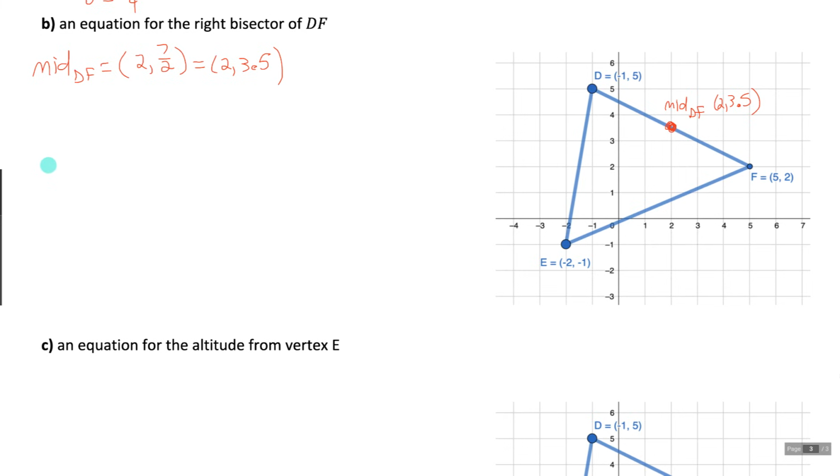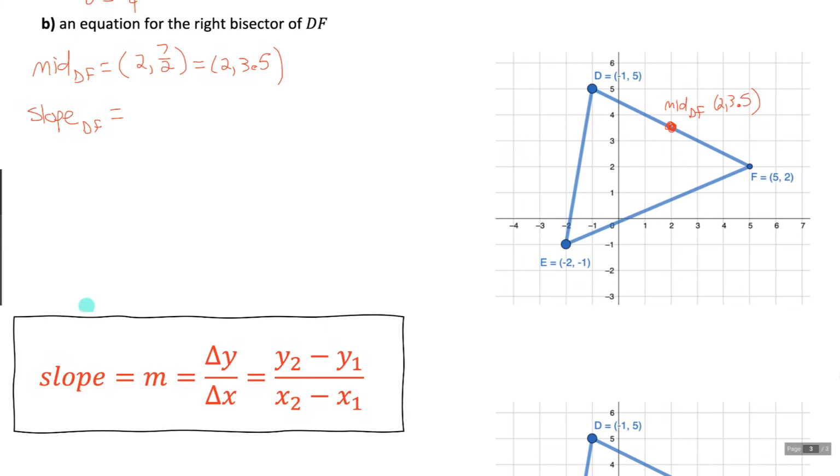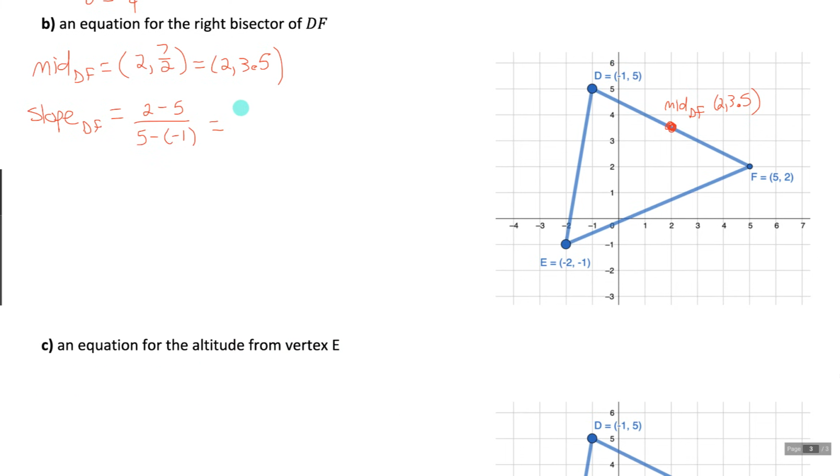So I'm going to need to know the slope of DF and then use its negative reciprocal as the slope of my right bisector. So let's find the slope of DF by using my slope formula, y2 minus y1 over x2 minus x1. So I will do 2 minus 5 over 5 minus -1, which gives me -3 over 6, which reduces to -1 over 2.